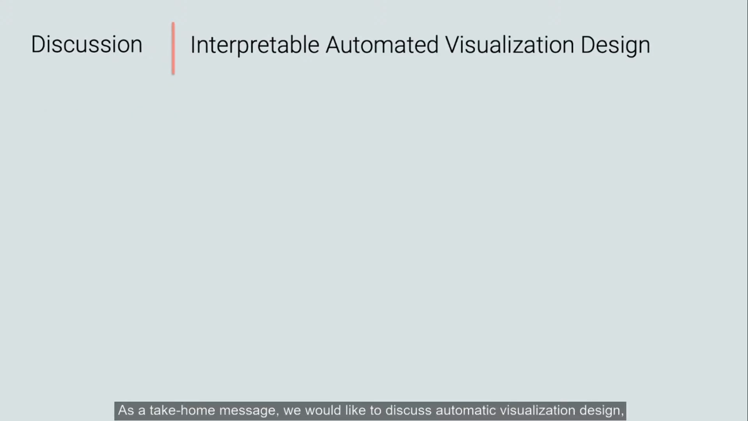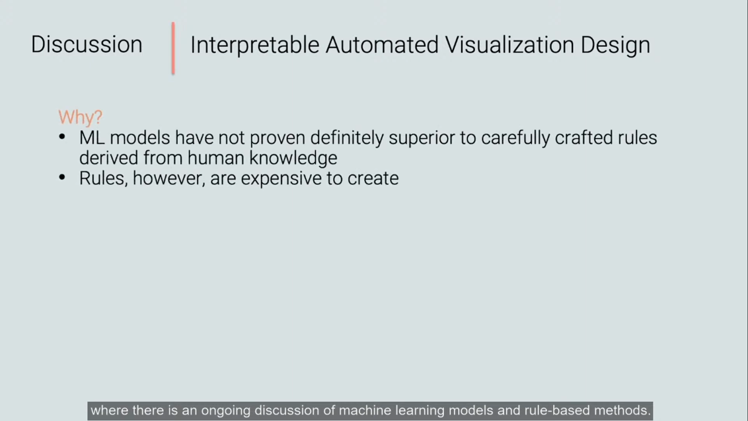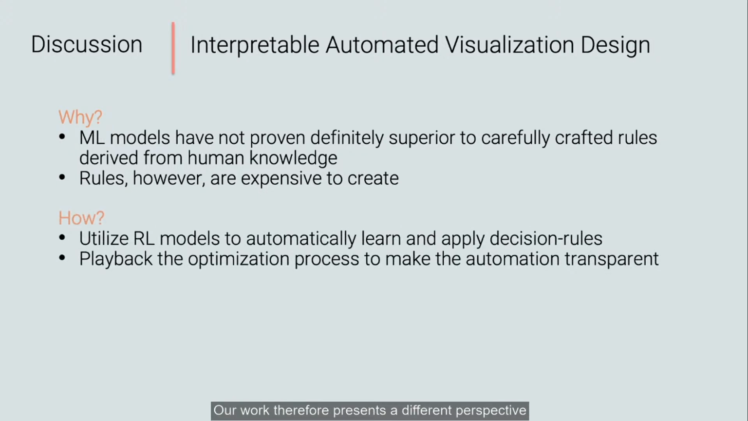As a take-home message, we would like to discuss automatic visualization design, where there is an ongoing discussion of machine learning models and rule-based methods. While machine learning models are promising, they do not necessarily outperform human-crafted rules, which, however, could be expensive to create. Our work therefore presents a different perspective that automatically learns those rules by using machine learning models.